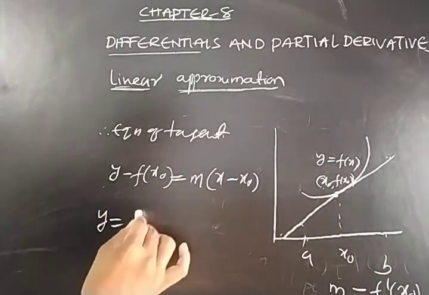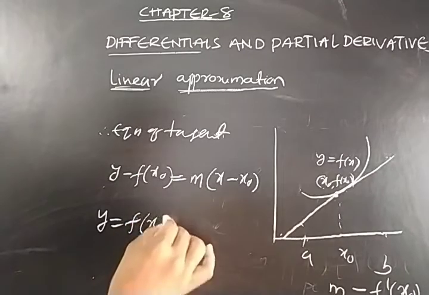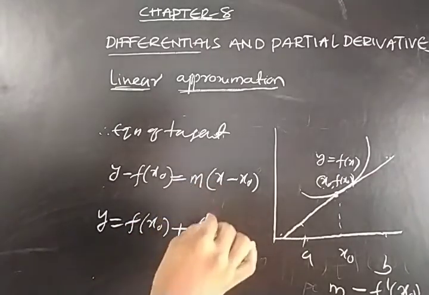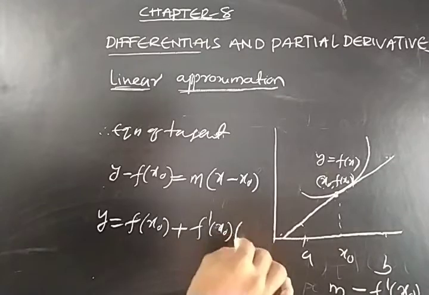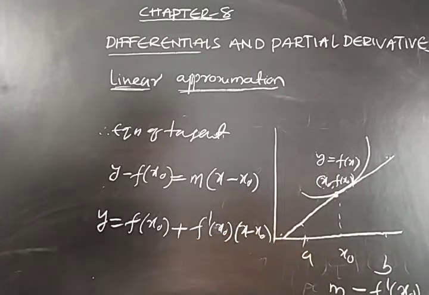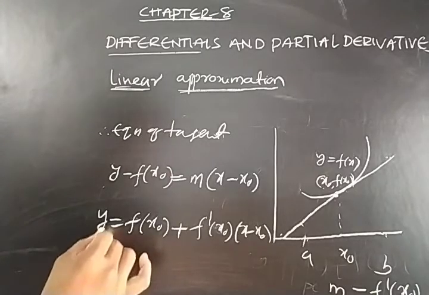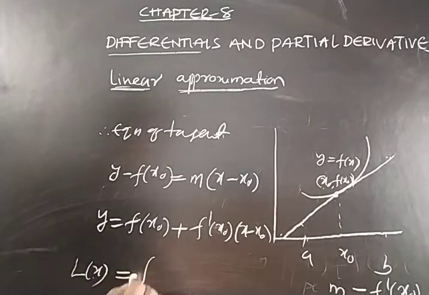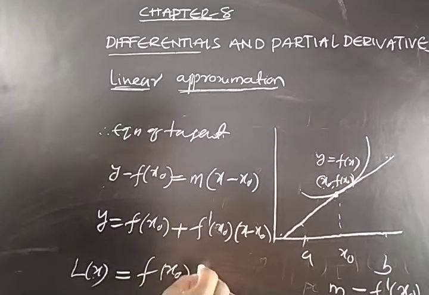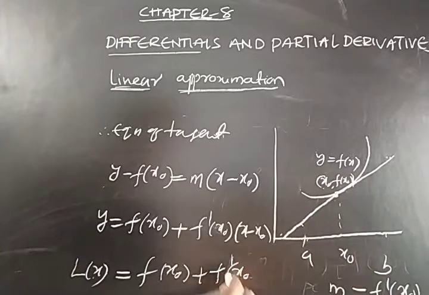So I am substituting the slope: y minus f of x naught on the right-hand side, with m equal to f dash of x naught, into x minus x naught. This is the tangent equation, which is known as the linear approximation, denoted by L of x, equal to f of x naught plus f dash of x naught into x minus x naught.